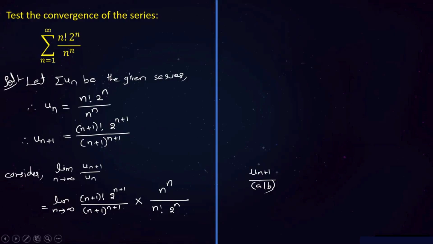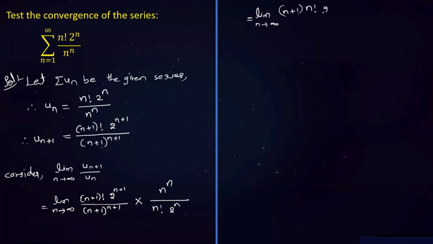Now let us proceed further to simplify these things, and then we can take the limit. So it is equal to limit n tends to infinity. Look at this, the first term here is n plus 1 factorial. I'm writing that n plus 1 factorial as n plus 1 into n factorial. This is a popular thing which is known to you already. That's one thing. And then you have 2 to the power of n plus 1. I'm writing 2 to the power of n plus 1 as 2 to the power of n into 2.